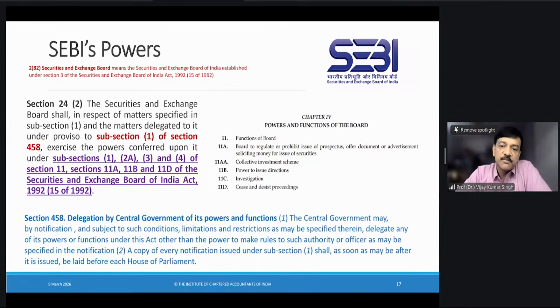If you see the powers and functions of the board, section 11 talks about functions of the board. 11A talks about the board to regulate, prohibit issue of prospectus, other document and advertisement soliciting money for issue of securities. Then you can see collective investment scheme. Then you can see power of issuing directions. 11C talks about investigation and 11D talks about cease and desist proceedings, right? So you can see carefully, 11C is not part of section 24(2), right? So investigation under the SEBI Act cannot be done under the Companies Act. Okay, the Companies Act has a separate procedure of investigation. I hope this is clear to you.